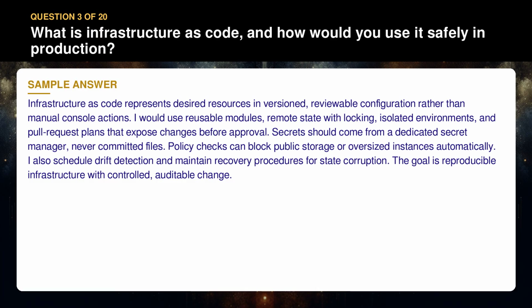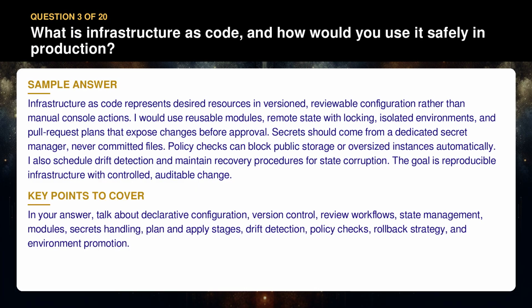Policy checks can block public storage or oversized instances automatically. I also schedule drift detection and maintain recovery procedures for state corruption. The goal is reproducible infrastructure with controlled, auditable change. In your answer, talk about declarative configuration, version control, review workflows, state management, modules, secrets handling, plan and apply stages, drift detection, policy checks, rollback strategy, and environment promotion.